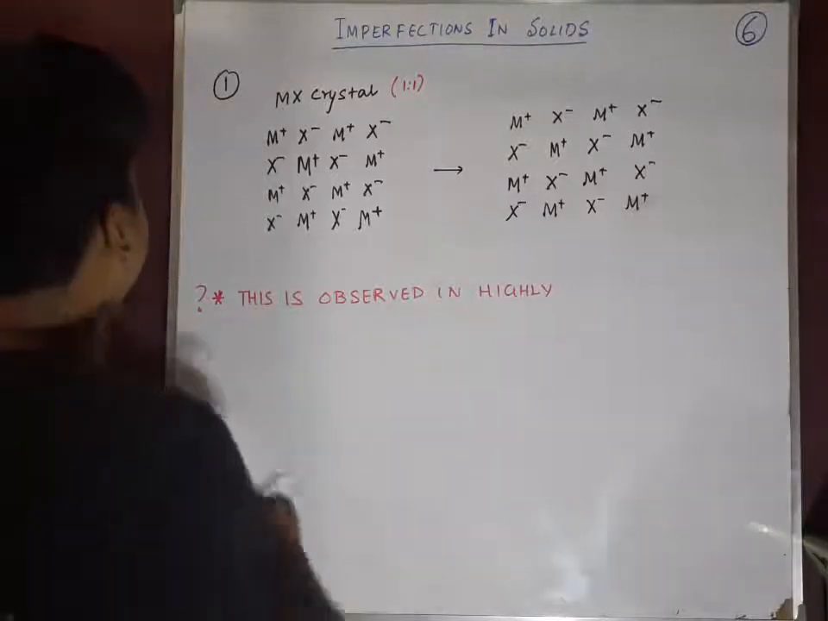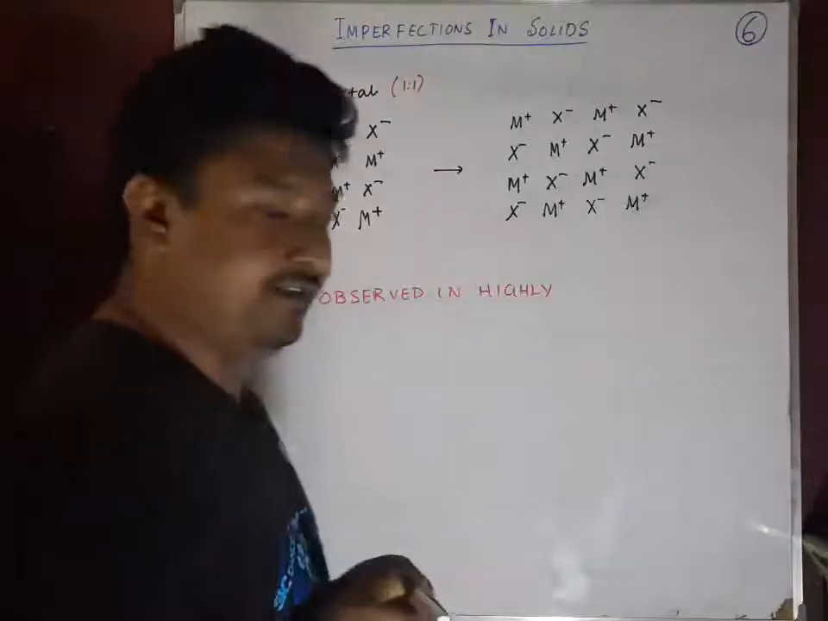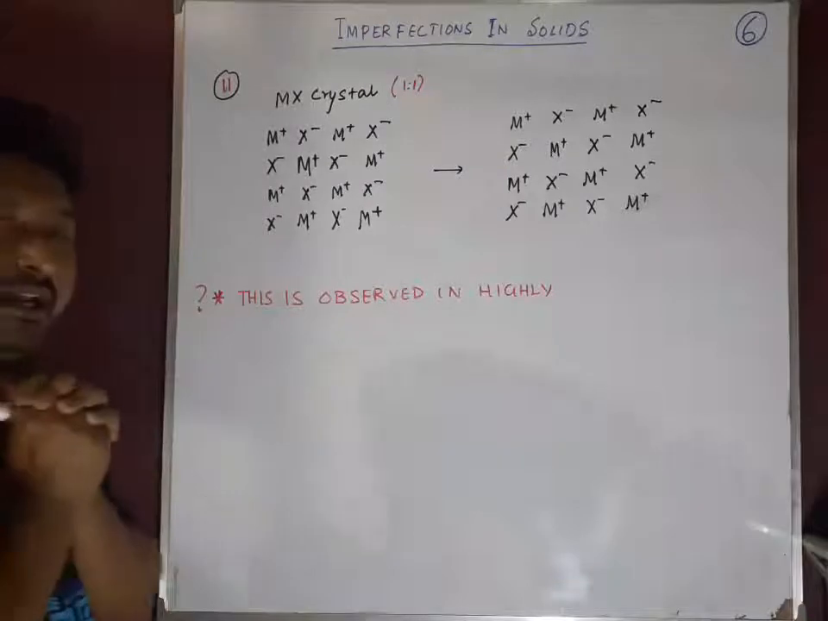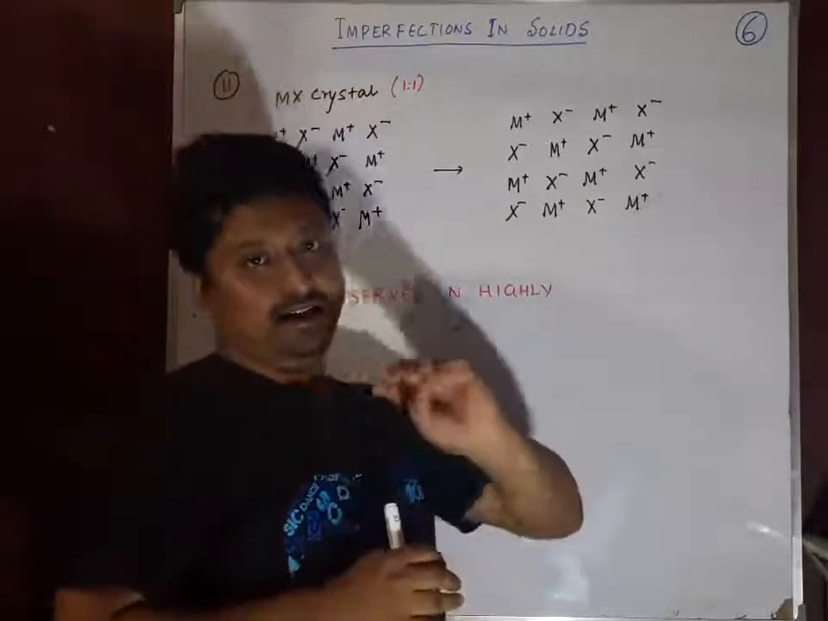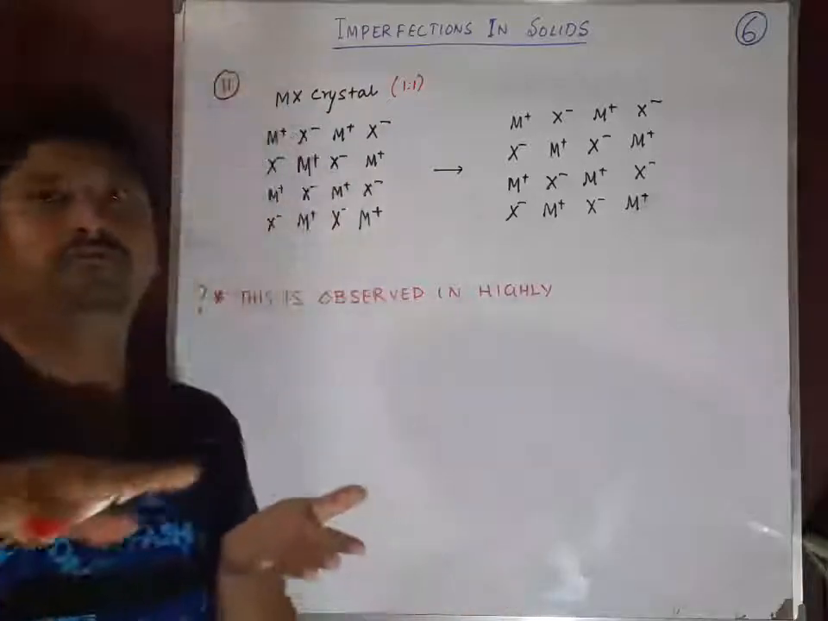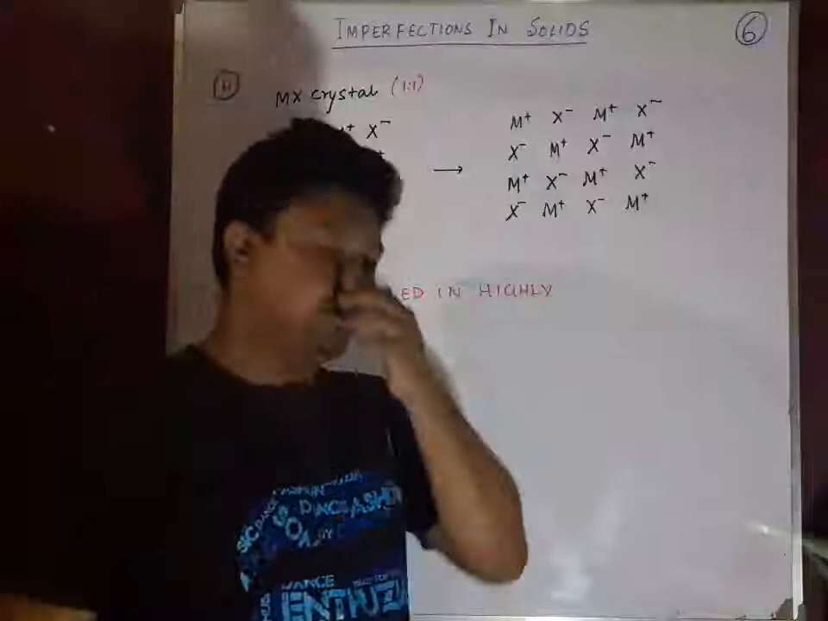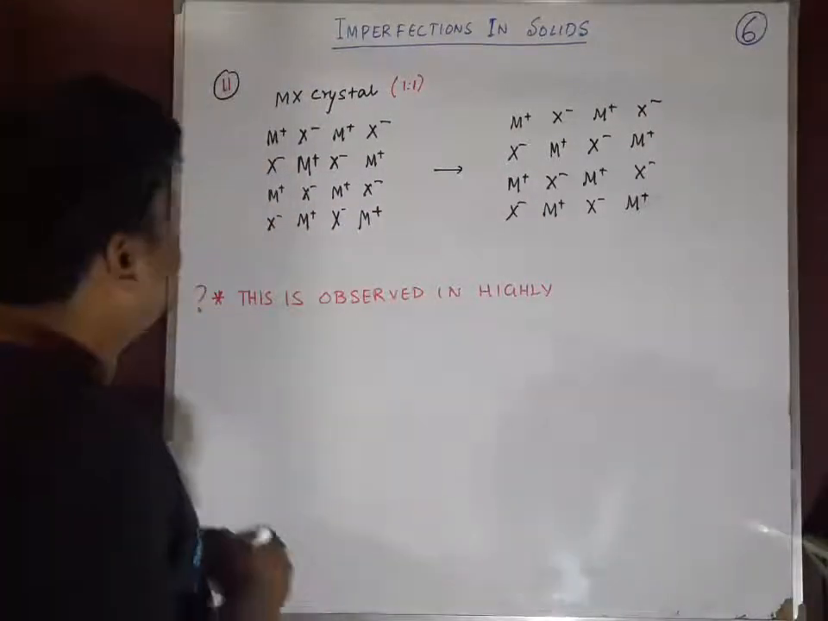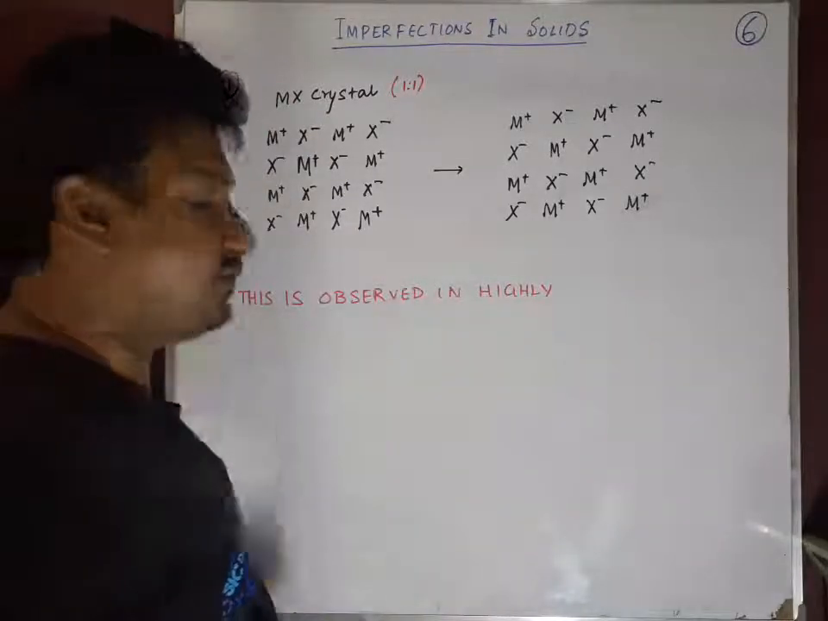Okay, so let's talk about another defect. In case of another defect, what can happen? First, what we said in Schottky-Wagner defect, the cations and anions will move away from the lattice layer to the surface, to the bulk. Now there is another defect. What can happen? Here, let's say in the same MX type of crystal, 1:1 lattice.